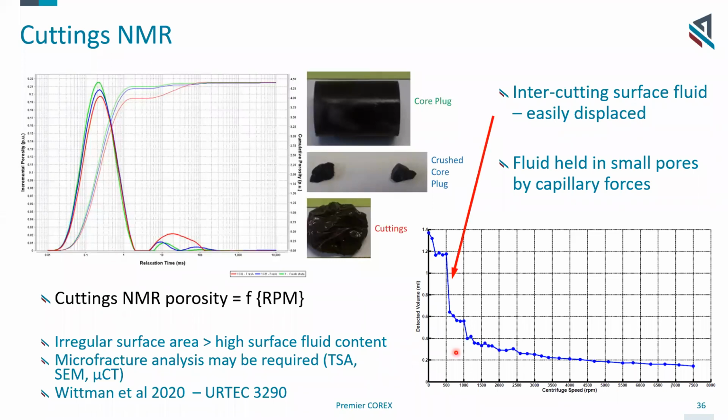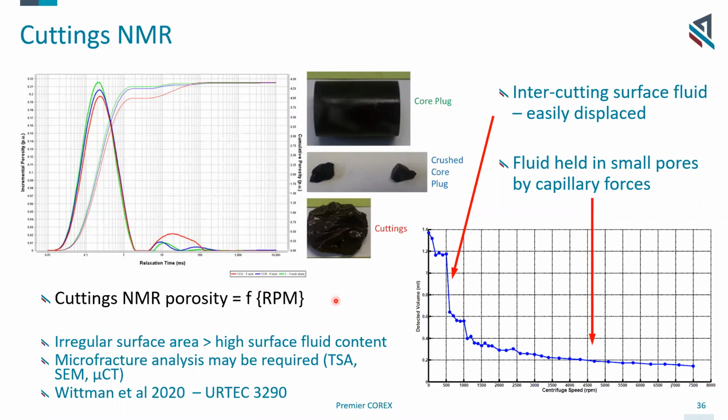So what we have here is a plot of the detectable volume and the centrifuge speed. So basically, the faster we spin the sample, more fluid comes out. It's just the same as a washing machine, really, but a rather expensive washing machine. And the fluid held in the small pores is held there by capillary forces, and this is what we want to measure. So we've got a plot here of NMR from cuttings, and we've got rather good T2 values agreeing quite nicely.